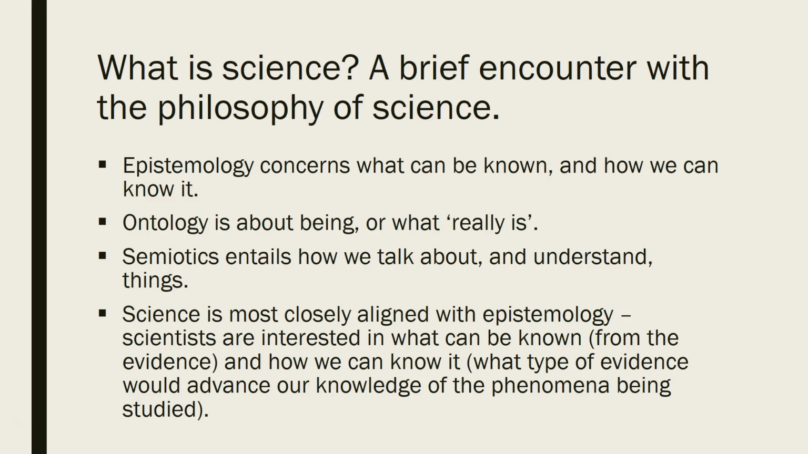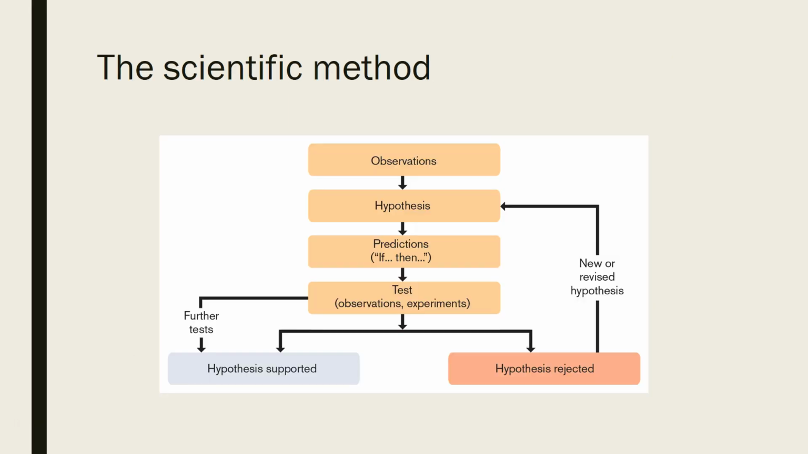Scientists, committed as they are to obtaining an evidence-based understanding of phenomena, are interested in what can be known from the evidence and how we can know it. What type of evidence would advance our knowledge of the phenomena being studied? Of course, in talking about science, we have to talk about the scientific method. Scientists make observations about the world around them and then formulate questions and problems.